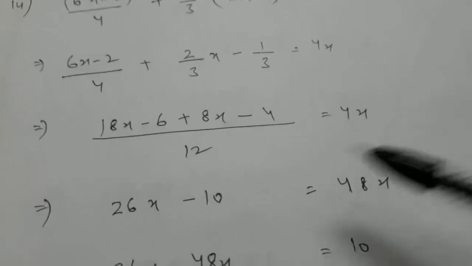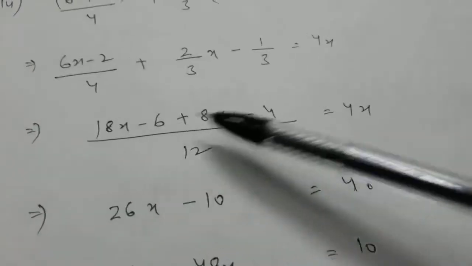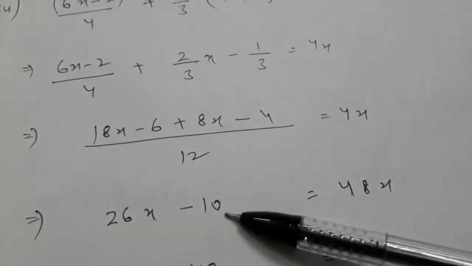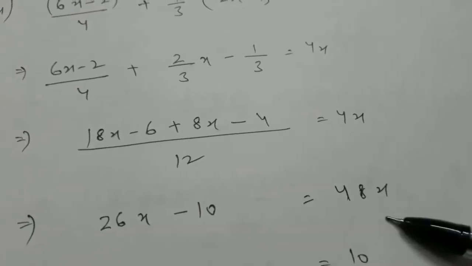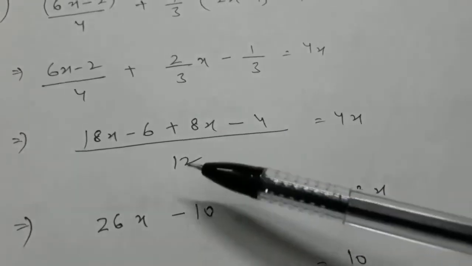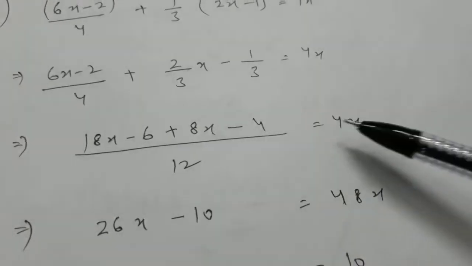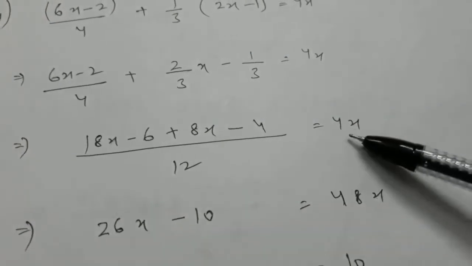In our next step, we'll solve this 18x + 8x as 26x, and minus 6 and minus 4 will be coming out as minus 10, equal to 48x. Why? Because this 12 here is in division. After transposing to the right hand side, it will get multiplied by this 4x.